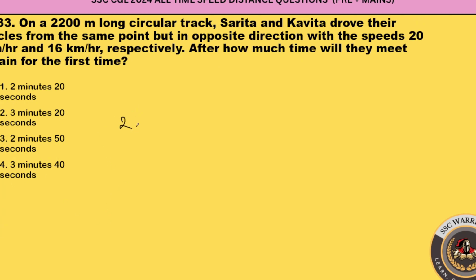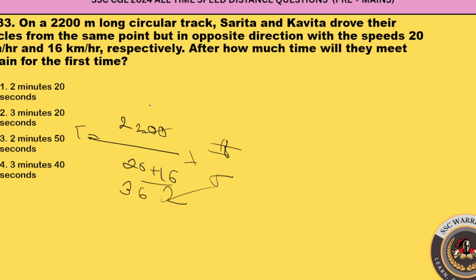Now, on a 2200-meter circular track, Sarita and Kavita drove their cycles from the same point in opposite directions with the given speeds. How much time? Distance upon speed. Again, opposite direction, so it will be added: 20 plus 16, that is 36, into 5 by 18. That will be 220 seconds, so it will be 3 minutes 40 seconds.